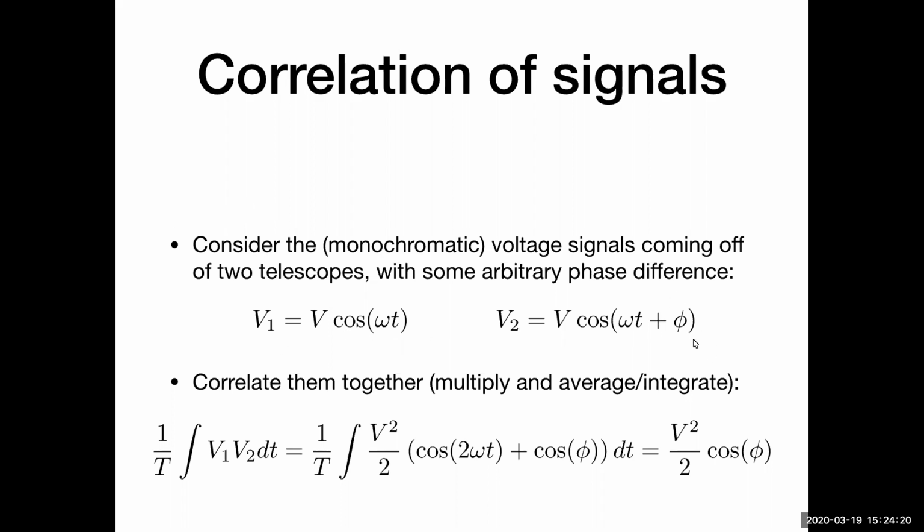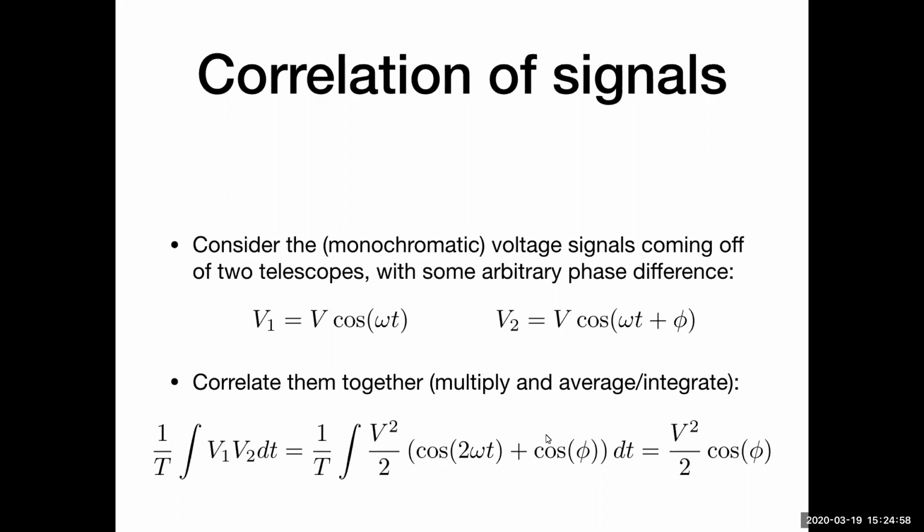And there might be some phase difference between them because the telescopes at any given instant will be receiving different phases of the wave. And then what we're going to do is correlate them together. Mathematically, this is the product of the two voltages integrated over some time interval. And when you put in your functions, what you get out is a function that oscillates twice as fast, it has twice the frequency, and you get a function that's purely dependent on the phase difference between the two.